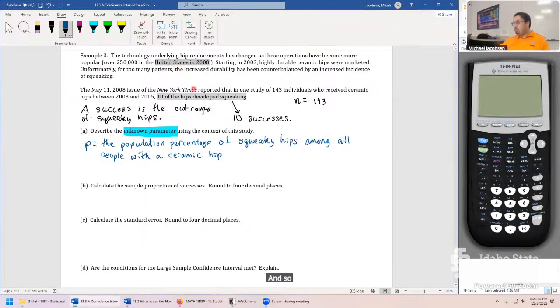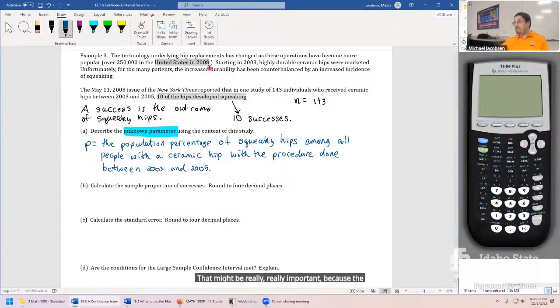And so if you want to be really specific on this parameter, you would say for all people with a ceramic hip, how should we say this? With the procedure done between 2003 and 2005. That might be really, really important because the ones in 2008, probably they might squeak, but I bet you at a very, very reduced rate. Maybe they don't squeak at all. They kind of hammered out that issue.